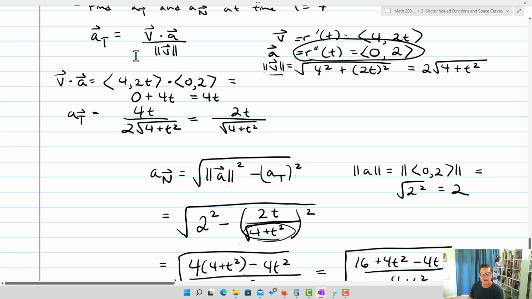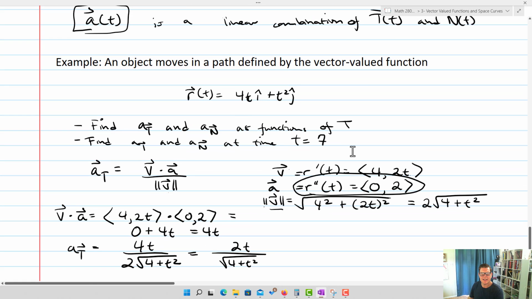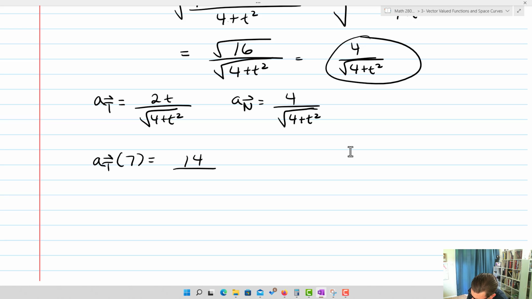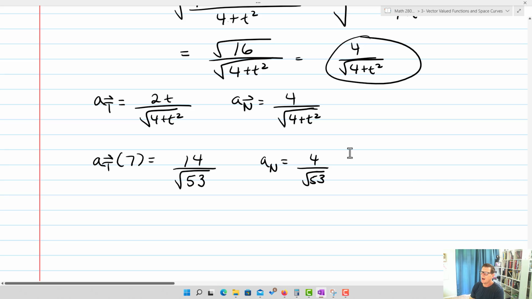Now, let's figure out what it is at a time t equals 7. So a sub t at 7 is going to equal 14 over the square root of 53, because that's 49 plus 4. And a sub n is going to equal 4 over the square root of 53. There we go. And that gives us both our tangential and our normal components at time t equals 7.